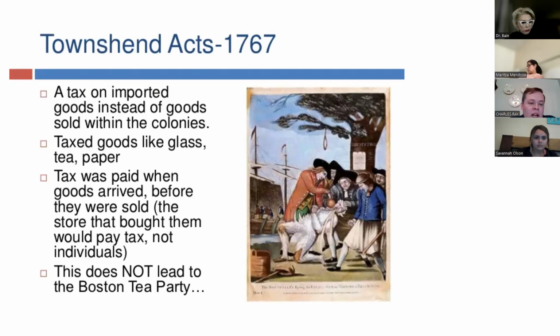So the Townshend Acts are going to start taxing a whole bunch more other things like glass, tea, paper, lead was another one as well. And this is pretty big because back then tea was a very common drink. It was the favorite drink of the colonists. Taxes paid when the goods arrive before they're sold by the merchants. This doesn't lead to the Boston Tea Party, but this is where they start doing things like tarring and feathering people, which, depending on how much they didn't like you, might be very hot tar, might be just very warm tar. But it's not very nice.